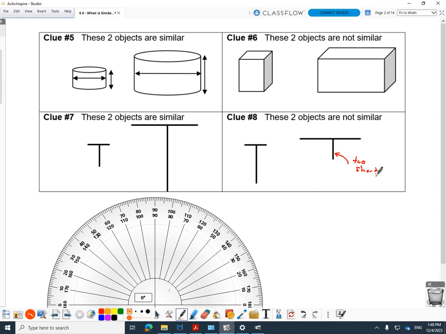Look at this one. Look at clue 6 now. Do you see what I mean now? All the angles are the same. But do you see it's not in the same proportions? Like this was tall. This was tall. This was wide. Not similar shapes. We need the same shape if we want to be similar in math. Okay, same proportions all the way through.